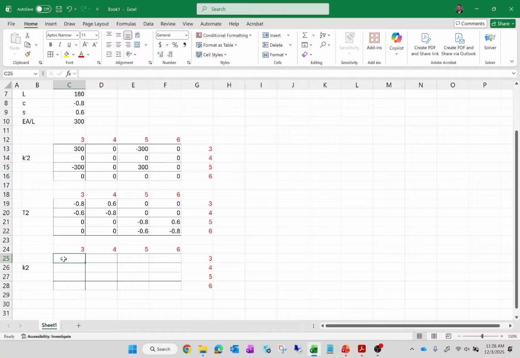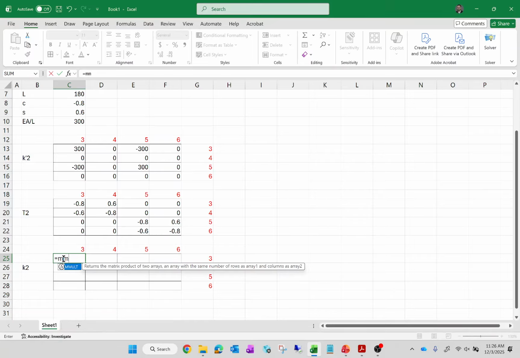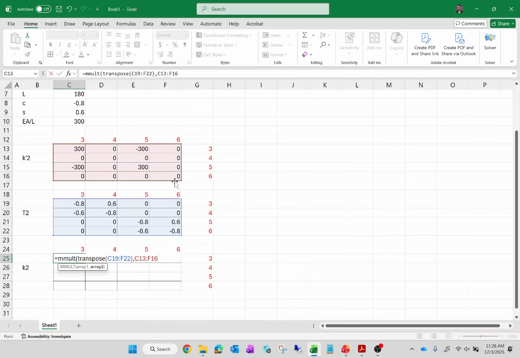All right, so let's see if we can build this formula together. Let's do the first two. Let's do these two. So how would we multiply these two? We would say equals MMULT of what? Matrix 1 and matrix 2. What is matrix 1? Matrix 1 is the transpose of that and that. Okay?